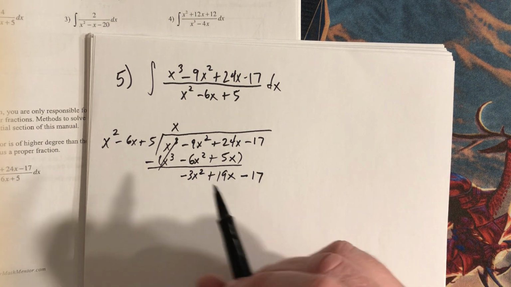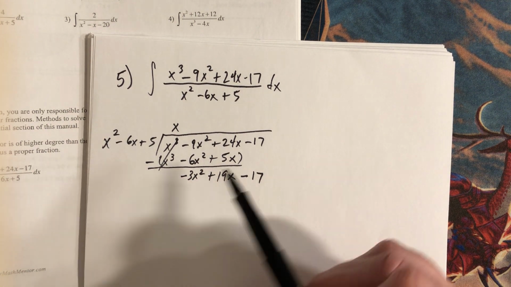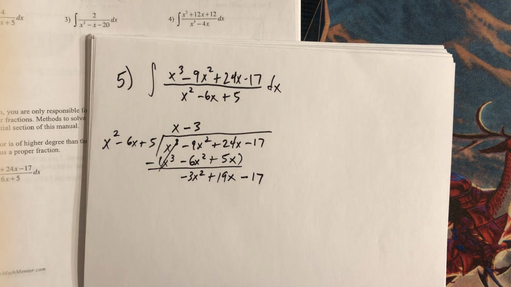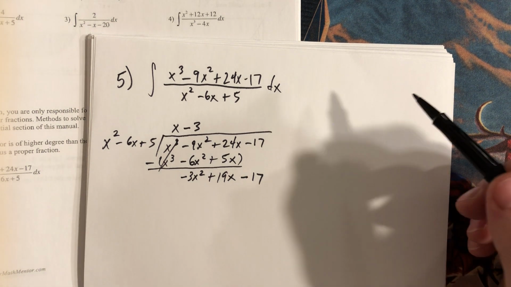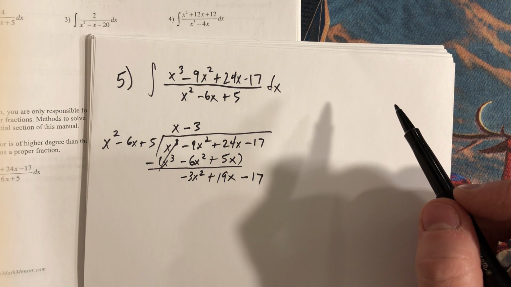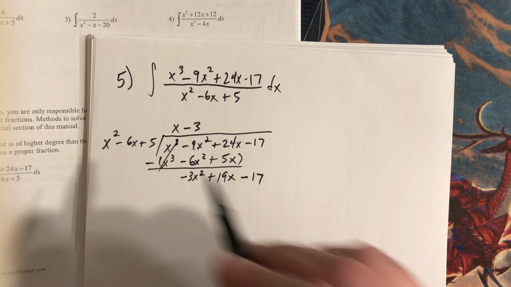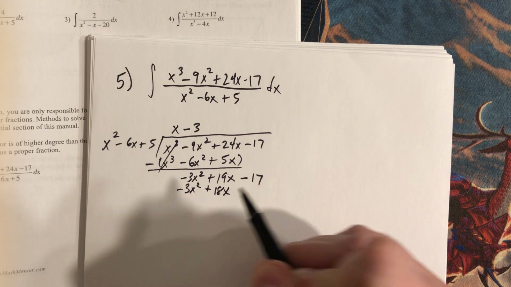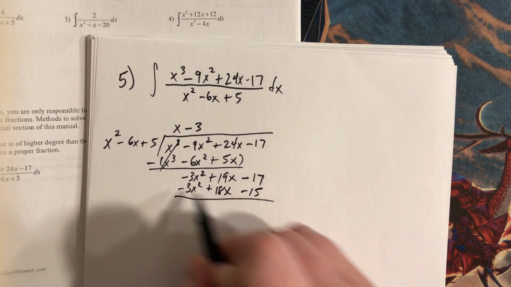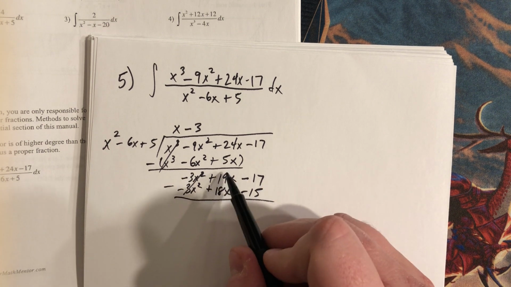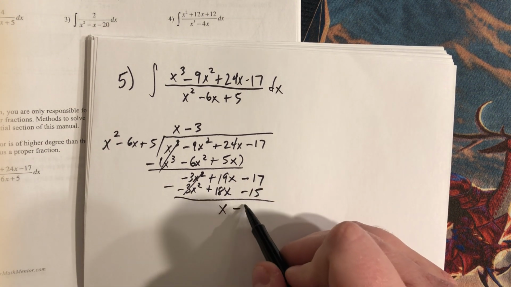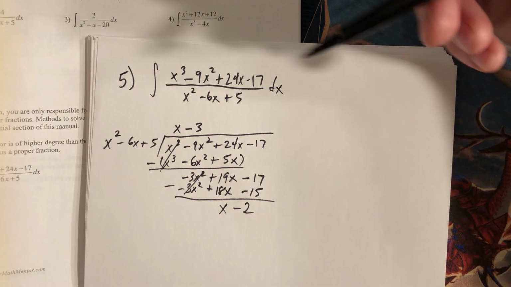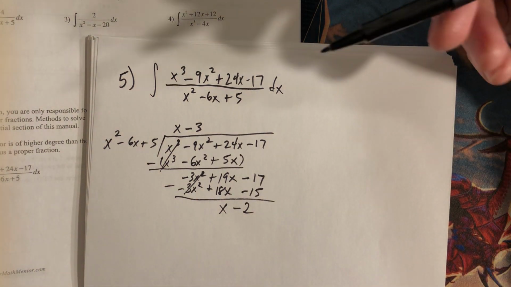And then we ask ourselves, how many times does x squared go into negative 3x squared? It goes in negative 3 times. And when we do that, we'll take the negative 3 times all these. We'll get negative 3x squared plus 18x minus 15. We'll subtract now. Those will cancel. We'll be left with 1x here. We'll be left with minus 2 here. So that's our remainder. The reason I knew that is because x squared does not go into x minus 2.